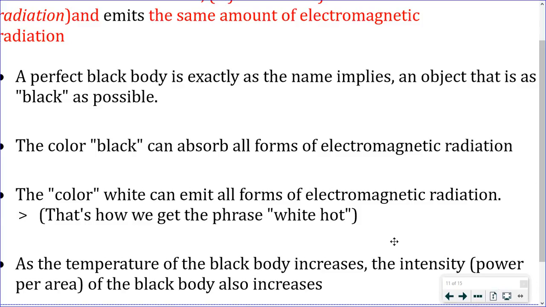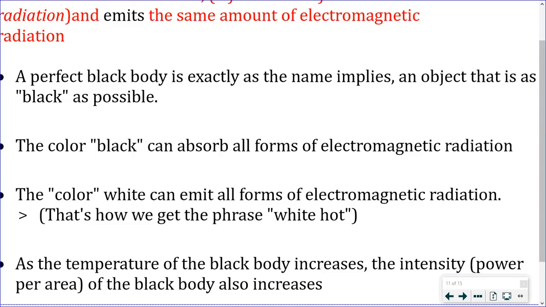As the temperature of that black body increases, the intensity of that black body also increases. So what happens is that as you increase the temperature of an object, such as a black body, the amount of power that is emitted by that object is also going to increase.